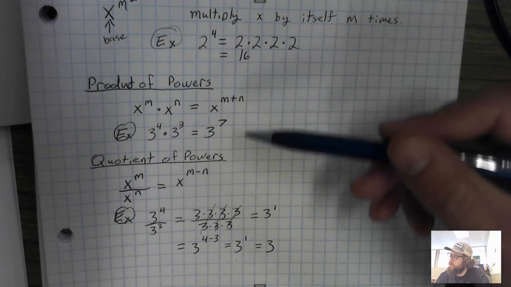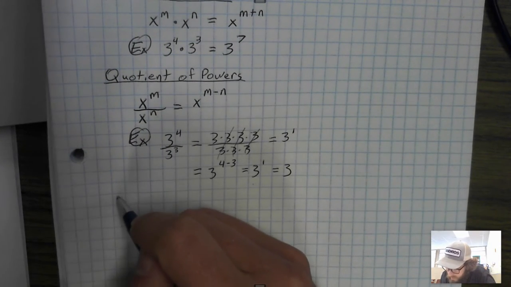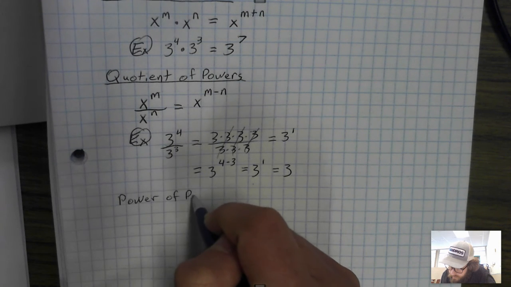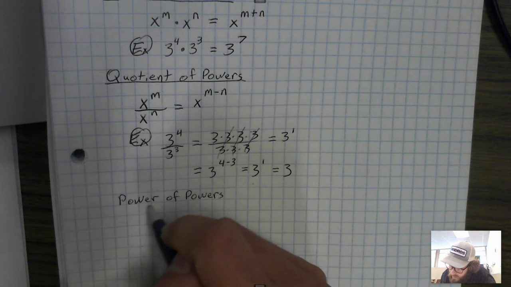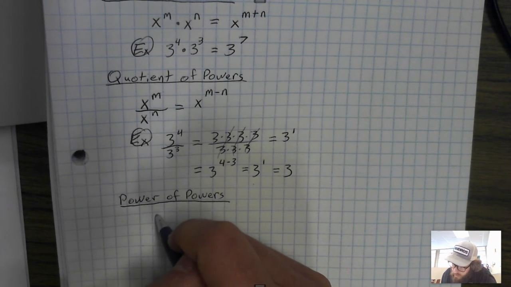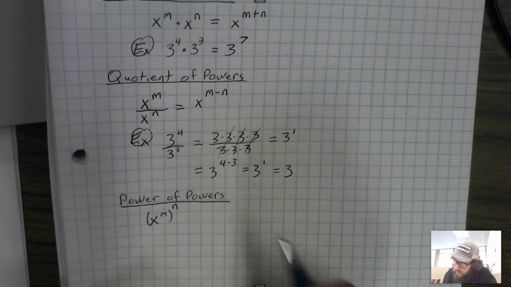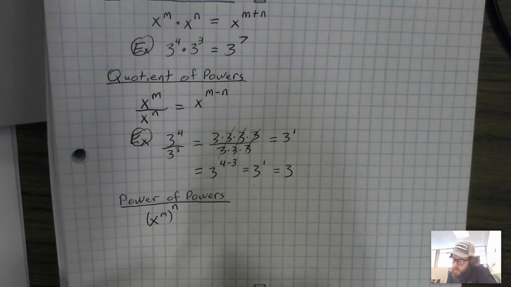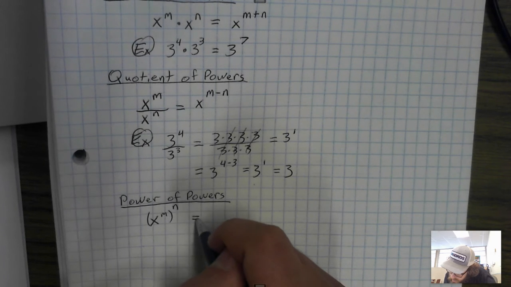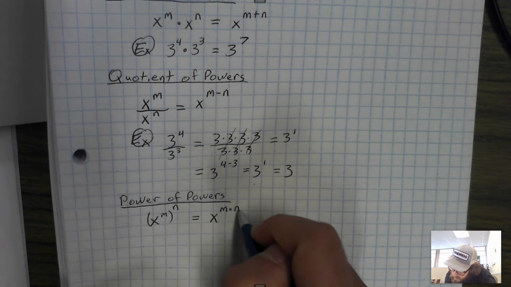So we had the product of powers. We have the quotient of powers. Now let's talk about the power of powers. I say it's like raising a power to a power. All right, so now let's say we have x to the m in parentheses to the n. X to the m to the n. And what you do here is you end up multiplying those powers, x to the m times n.